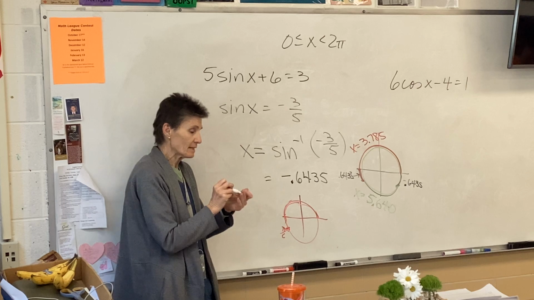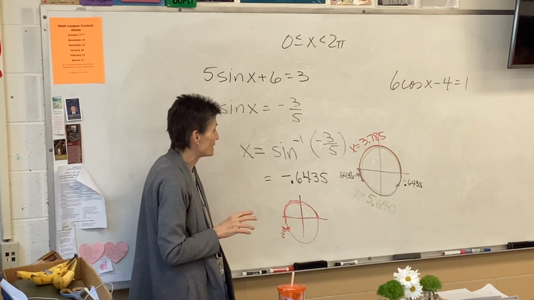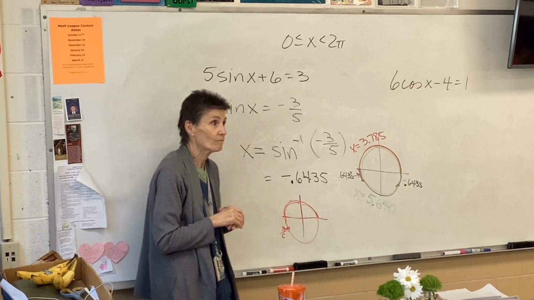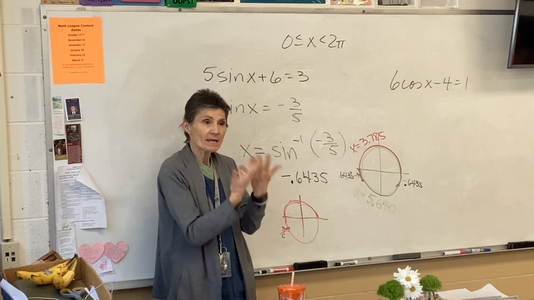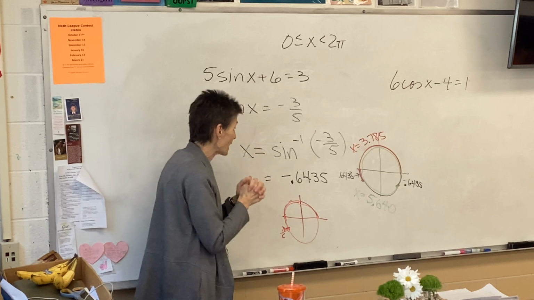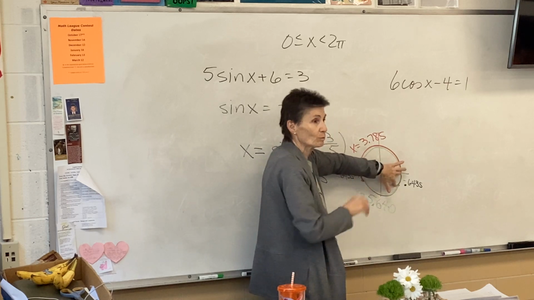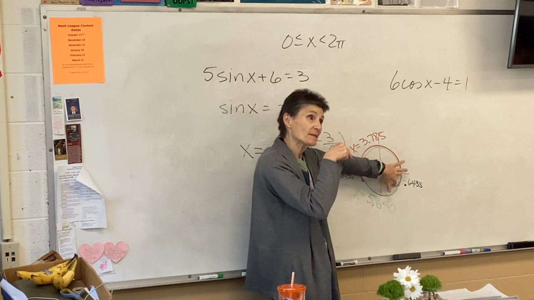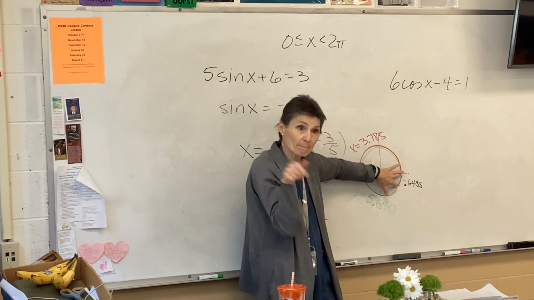So I still get 2 answers. I get one from quadrant 1, or quadrant 3, and one from quadrant 4, but I have to manipulate the answer that my calculator gives me. The calculator gave me what we call the reference angle, 0.6435. But then I had to put that 0.6435 in the right quadrants and positive.